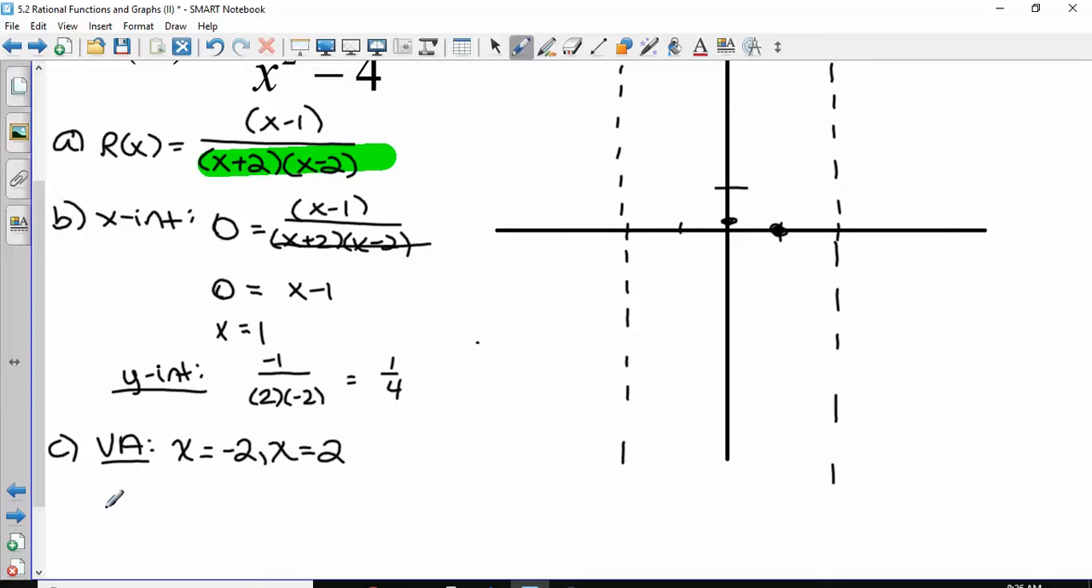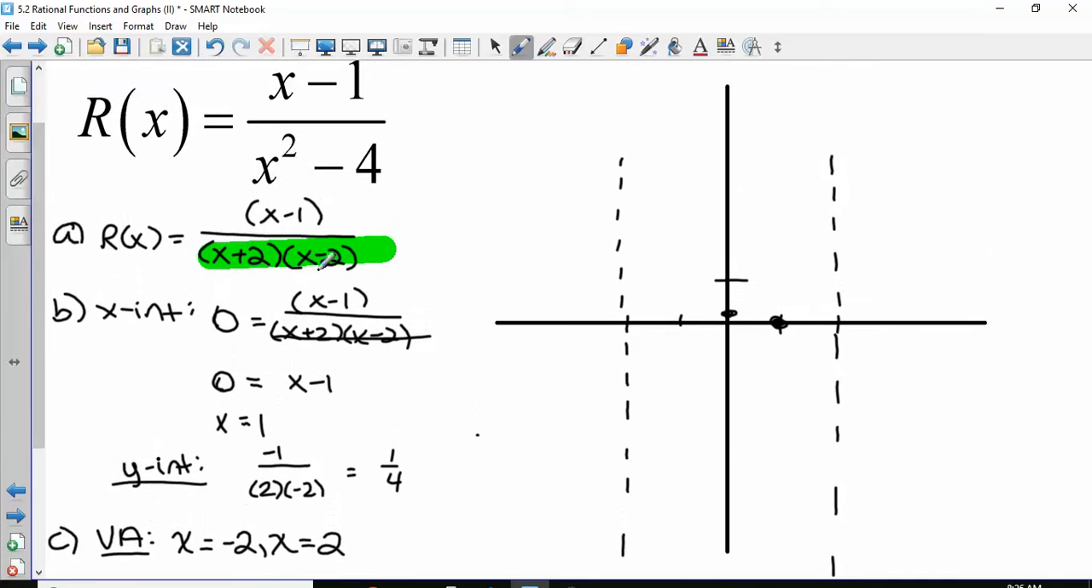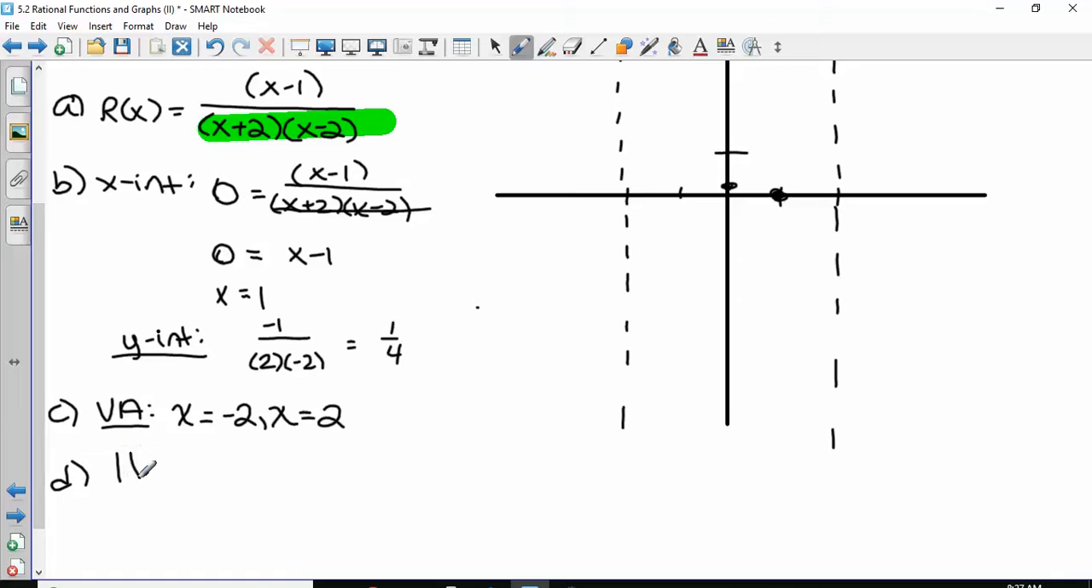Okay, now we decide horizontal or oblique, and that's based off the degree. You can look at the original or your factored one, it doesn't matter. The degree of the top was 1, the bottom is 2. Anytime the top has a smaller degree, it is a horizontal, y equals 0. That was a rule from Friday. Now it may seem kind of weird because I do actually have a point on that, but if you remember, I said sometimes you might cross a horizontal asymptote in the middle, not the ends, but you might go through it in the middle, so that's okay.